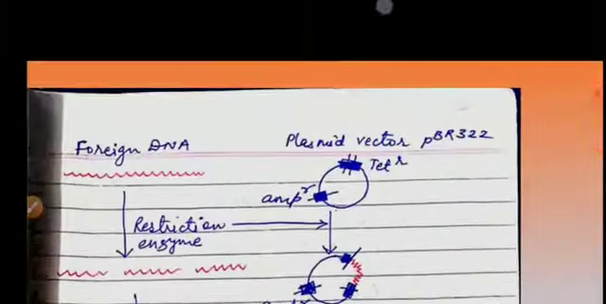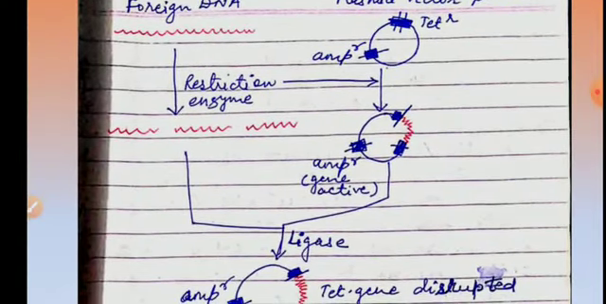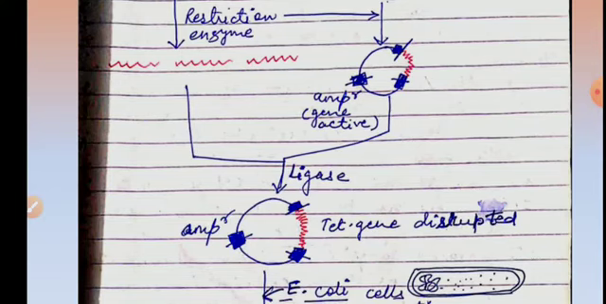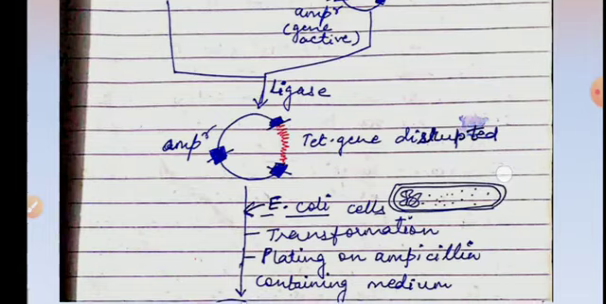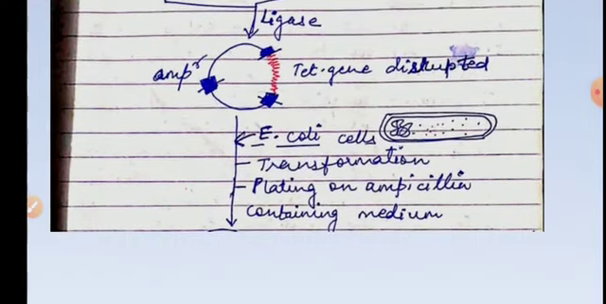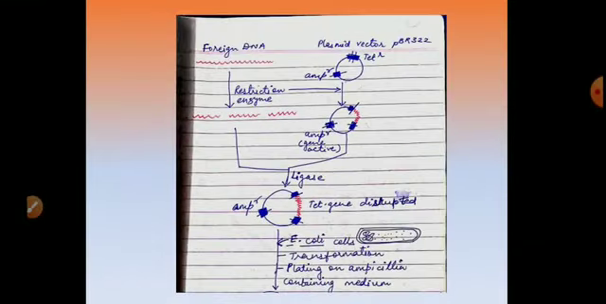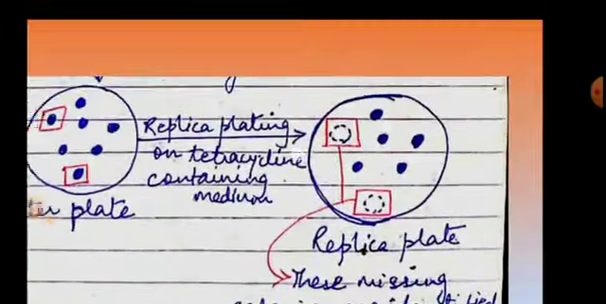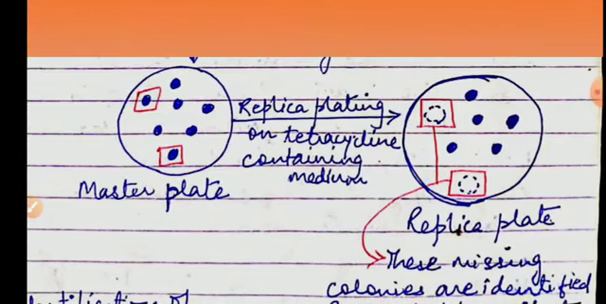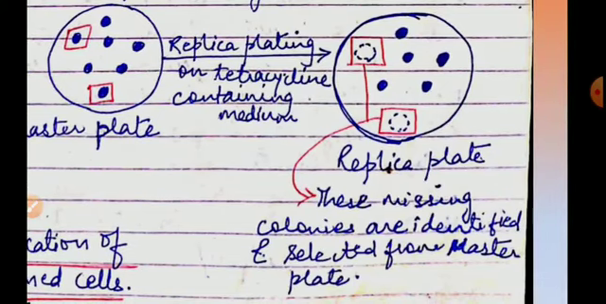Right. So this is the diagram. Foreign gene, we have a plasmid vector pBR322 having ampicillin and tetracycline resistance gene. The foreign gene fragmented with restriction enzyme is inserted into tetracycline gene. The tetracycline gene is disrupted. Then this recombinant vector is allowed to transform E. coli cells, and then we plate on ampicillin containing medium. Okay. So this is the master plate with ampicillin. We can see so many colonies, replica plate them on tetracycline containing medium and see which colonies are absent.